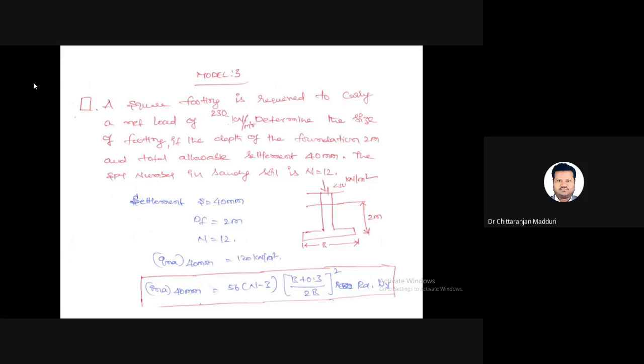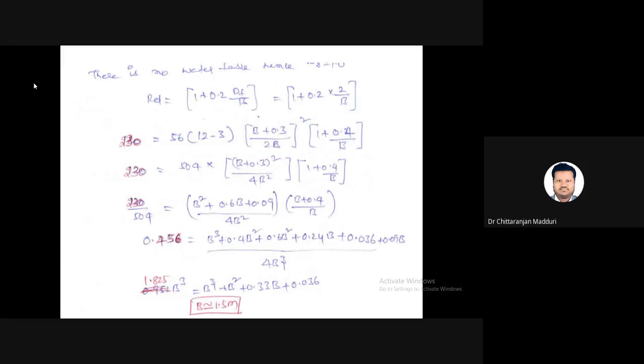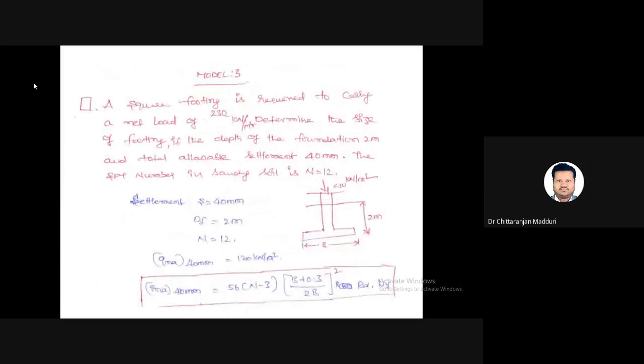So the net allowable bearing pressure for 40 mm is equal to... sorry, it is not 120, it is 230. You see the problem: the net allowable pressure is equal to 230 kN per meter square.